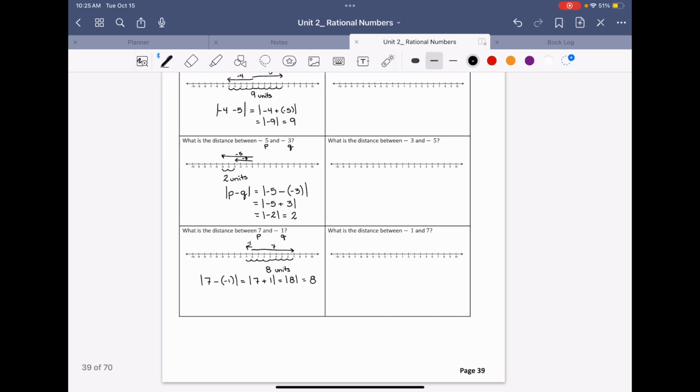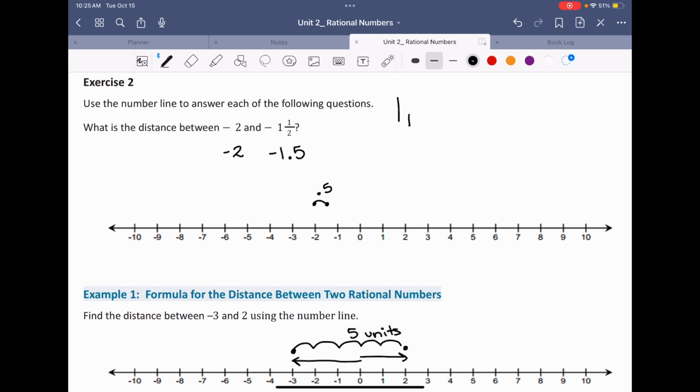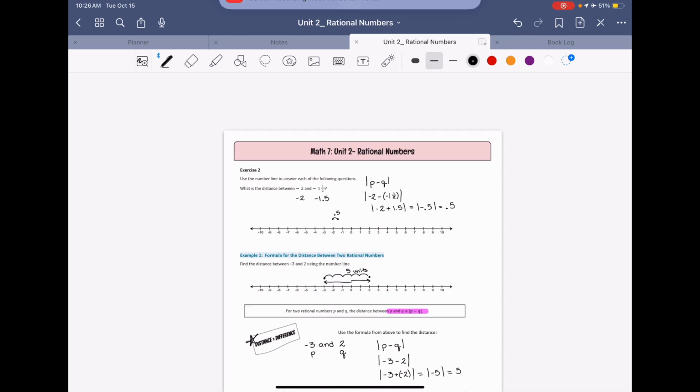Okay, we're going to go back to exercise 2 and do the same thing. So absolute value, P minus Q. So negative 2 minus, use parentheses, negative 1 1/2. If you want to change that to a decimal, you can. Plus 1.5. That's going to give us a negative 0.5. So I should be finding the absolute value, which would be a positive half. On to the next page.